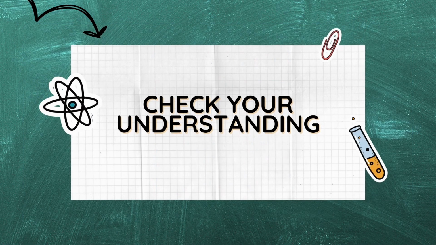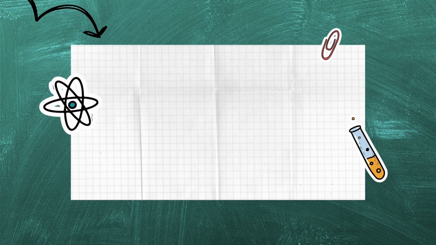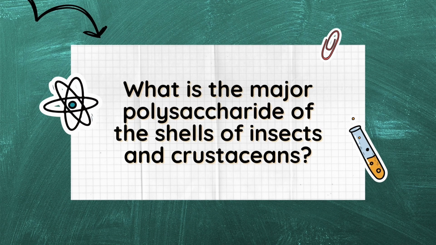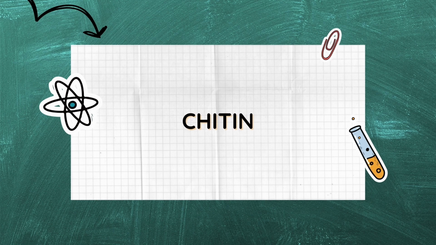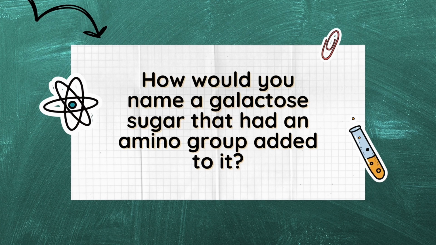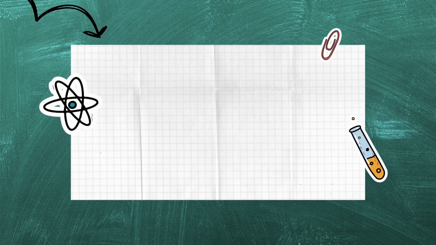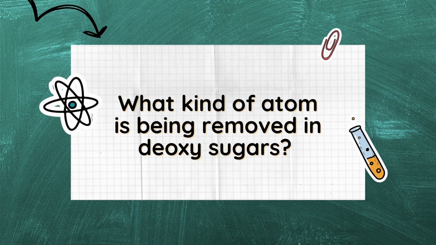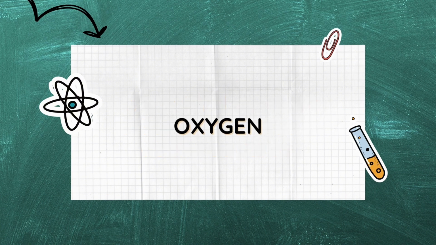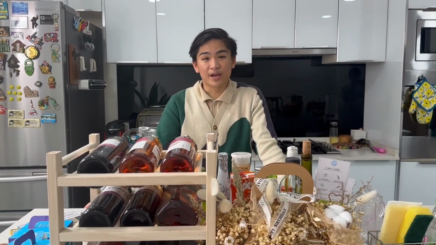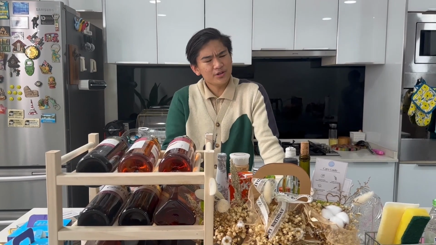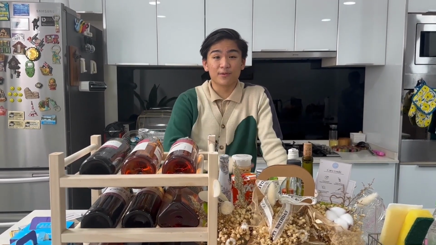Alright, let's see if you really understood what we just discussed. First up, what is the major polysaccharide of the shells of insects and crustaceans? That's right, it's chitin. Next, how would you name a galactose sugar that had an amino group added to it? You got it again, it's galactosamine. Last but not the least, what kind of atom is being removed in deoxy sugars? Yep, it's oxygen. So whether you're doing experiments in your chemistry class, testing urine in the laboratory, or just sharing a fun fact to your friends, you'll know exactly what you're talking about.